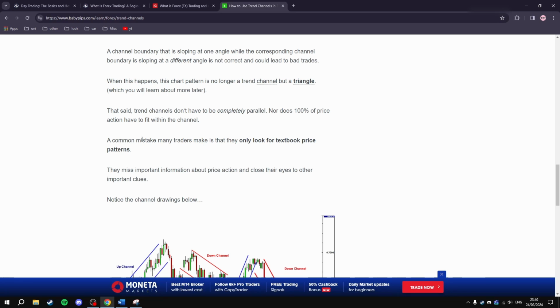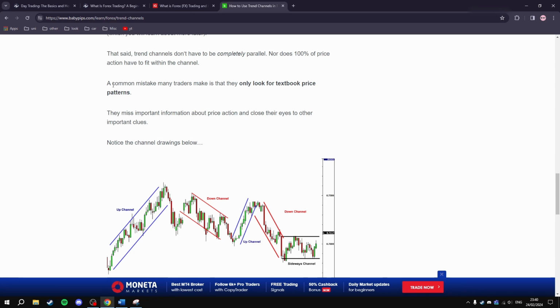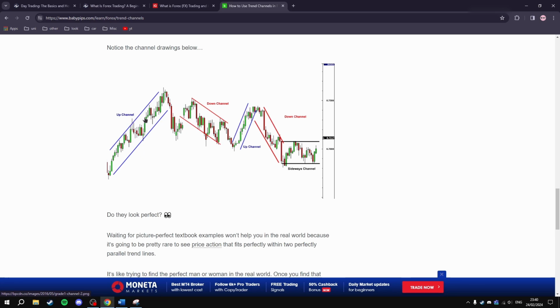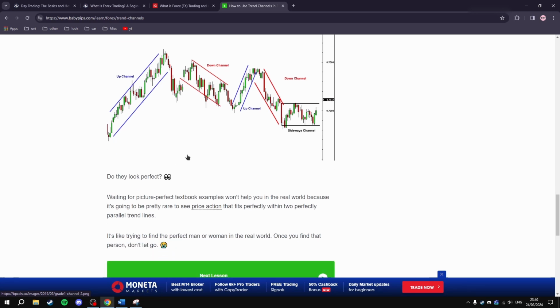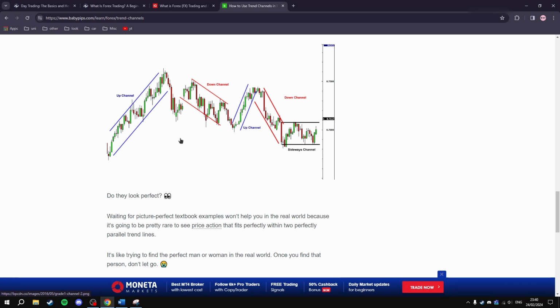That said, trend channels don't have to be completely parallel, nor does 100% of the price action have to fit within the channel. A common mistake many traders make is that they only look for textbook price patterns. They miss important information about price action and close their eyes to other important clues. Notice the channel drawings below. Do they look perfect? Waiting for the picture perfect textbook examples won't help you in the real world, because it's going to be pretty rare to see price action that fits perfectly within two perfectly parallel trend lines.